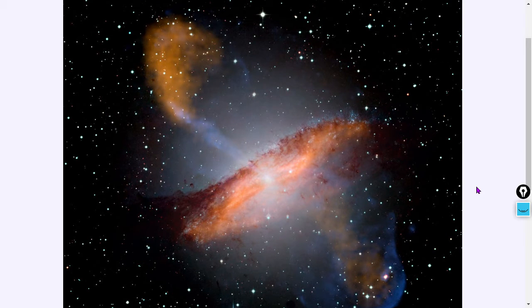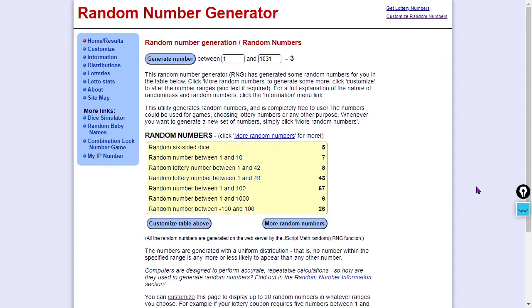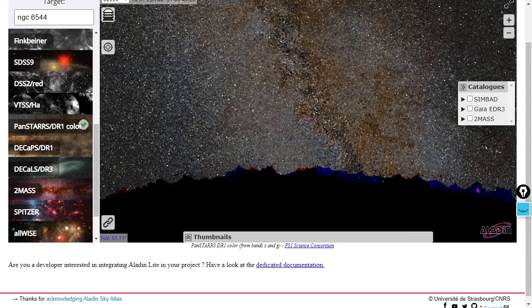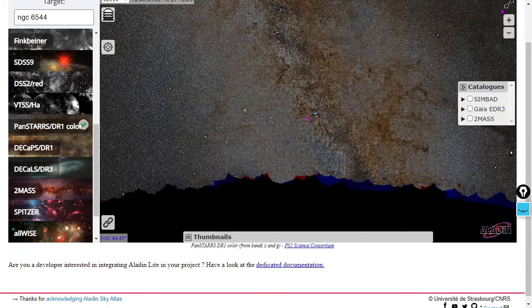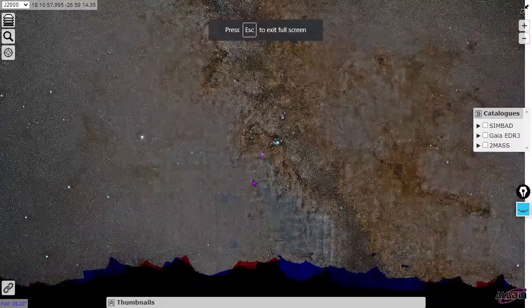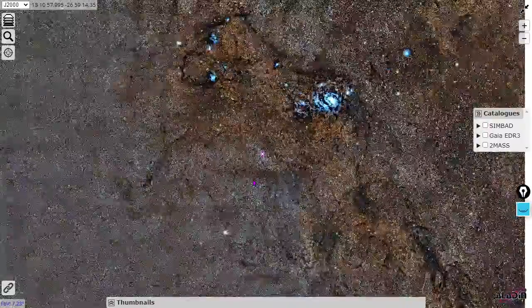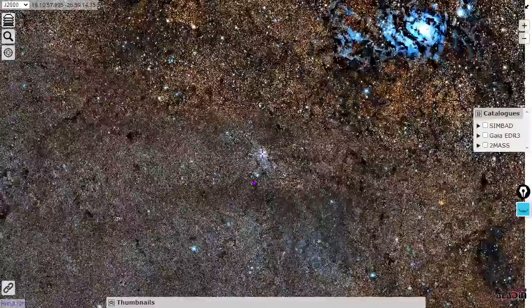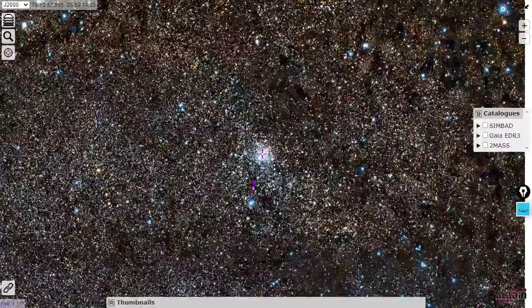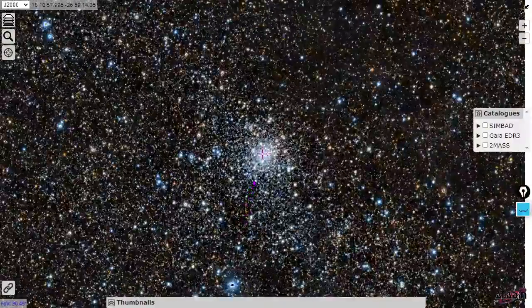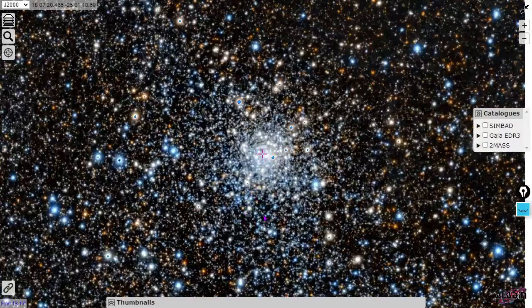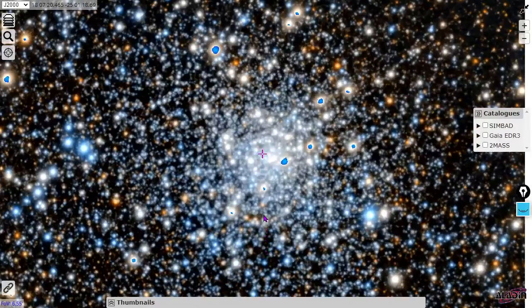That was today's featured astronomy picture of the day, Centaurus A. Today we're not going to pick any random numbers. We're going to look at NGC 6544. This particular globular cluster, in the New General Catalog, entry number 6544, is located quite close to the galactic disk, the galactic plane of the Milky Way. If we zoom way in, this is located at about 8,000 light years. You'll find a recent article in phys.org about NGC 6544, this globular cluster.